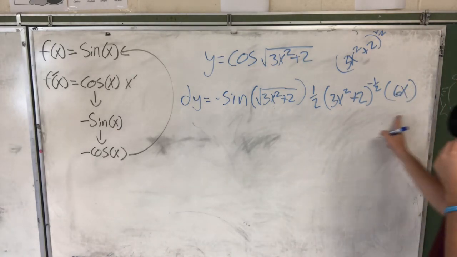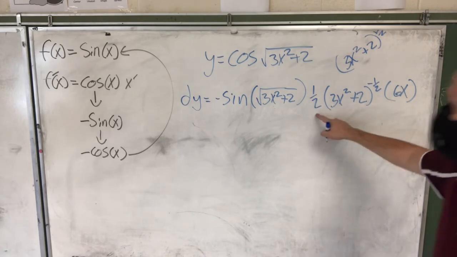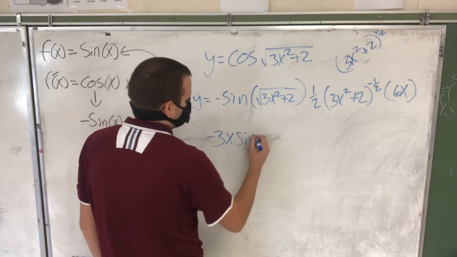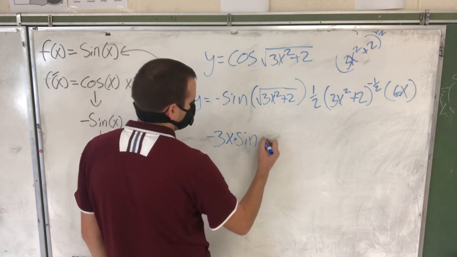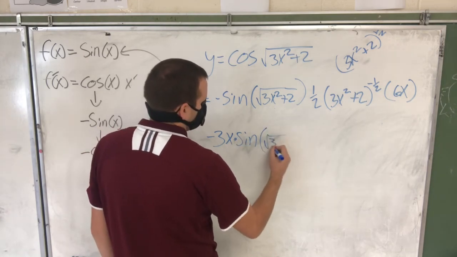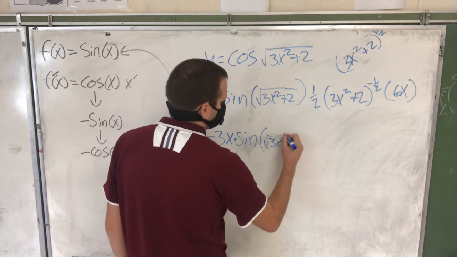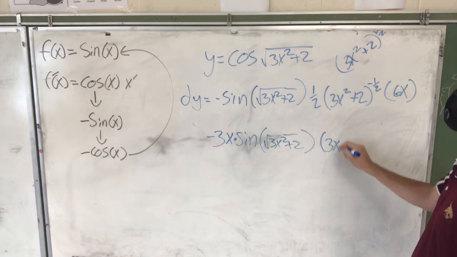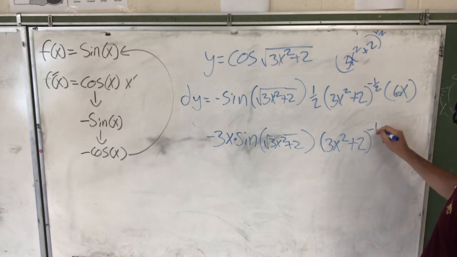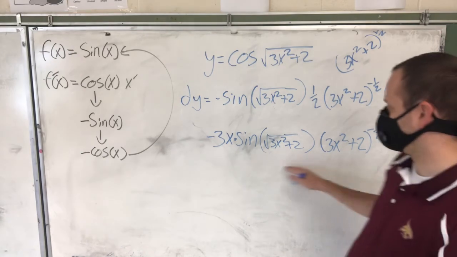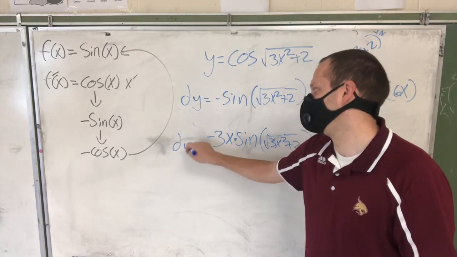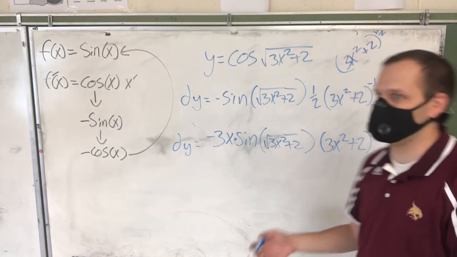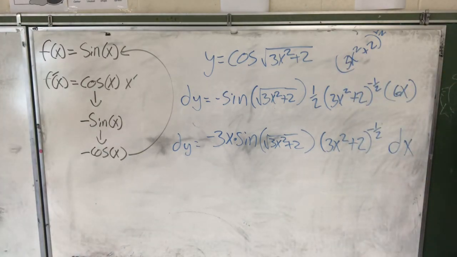If I wanted to go through and clean it up just a little bit, I could. 6 times 1/2 is 3, so negative 3x times sine of the square root of 3x squared plus 2. Then I've got my 3x squared plus 2 to the negative 1/2. That would be a little bit more simplified, looking a little bit nicer. And don't forget the dx. Guys, even sometimes I forget to put dx on there. dx does signify that it is the derivative.